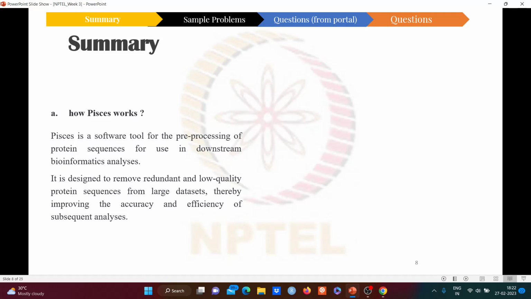and filtering them based on a variety of criteria such as sequence identity, length, and presence of non-standard amino acids or gaps. The resulting dataset is then clustered using a hierarchical clustering algorithm which groups similar sequences together based on their pairwise sequence similarity.